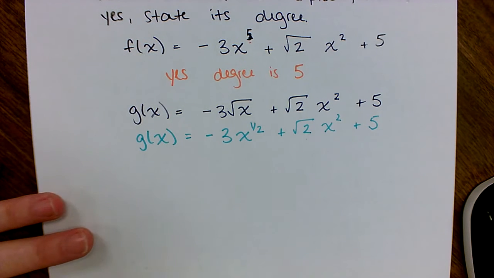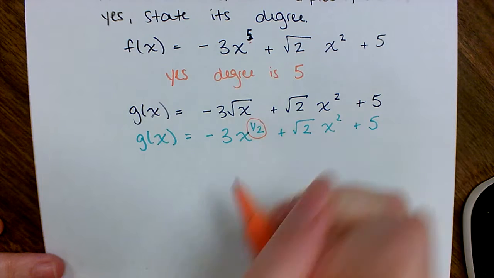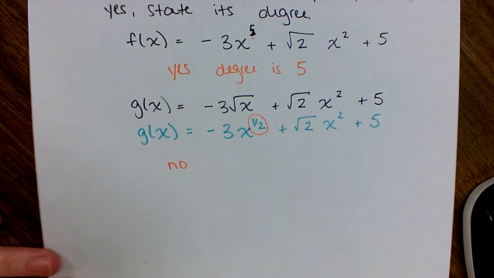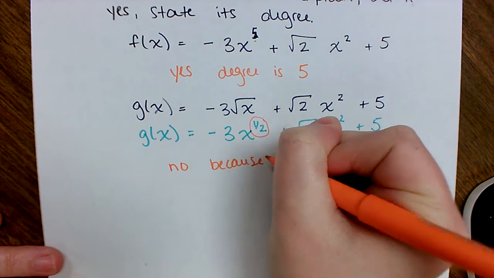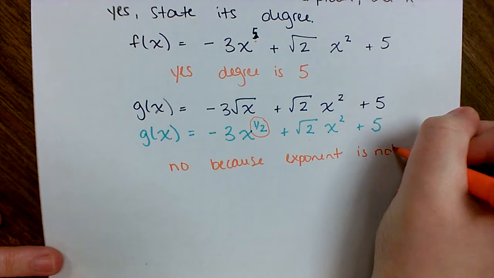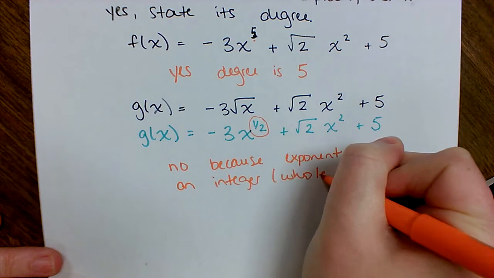And I wanted to do that because to find out if it's a polynomial function, I'm looking at the exponents on my variables. So now, the thing we have to look for is whether all of our exponents are positive whole numbers. Are all of my exponents positive whole numbers? Well, 1/2 is not a whole number, so that's not true. So this is no. It's not a polynomial function, and it's because the exponent is not an integer or a whole number, if you want to think about it that way.